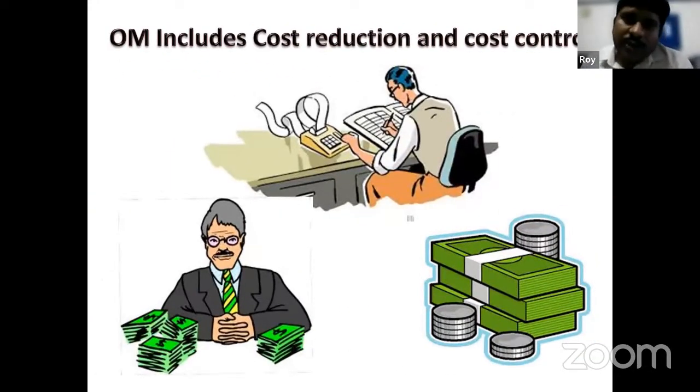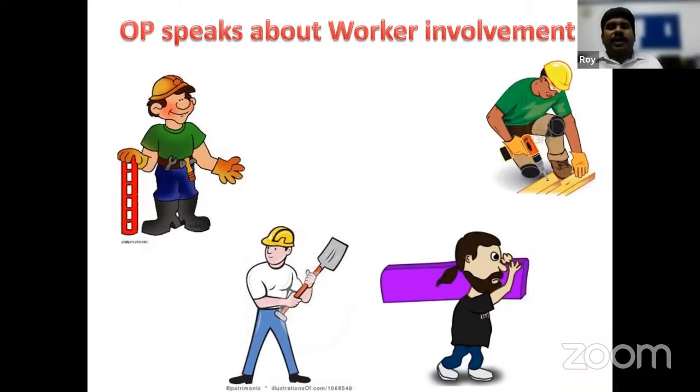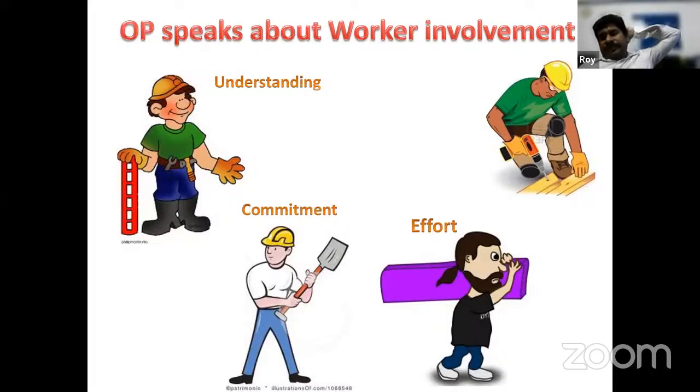It also includes cost reduction and cost control. In which step you can control your price, do as much as possible. Worker involvement. Which workers need to be involved? Understanding, commitment, efforts, hard work.